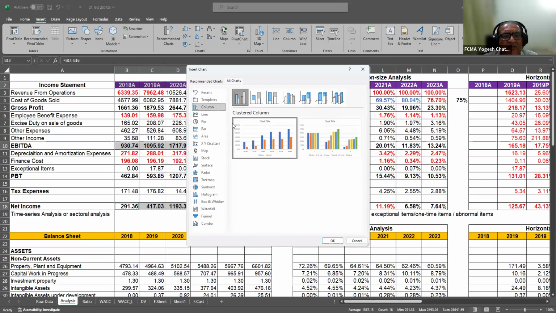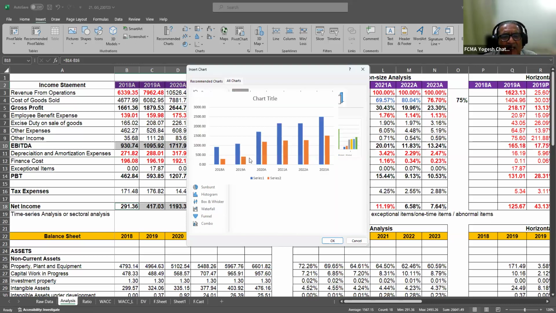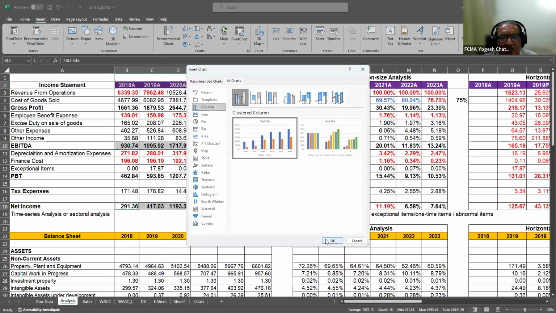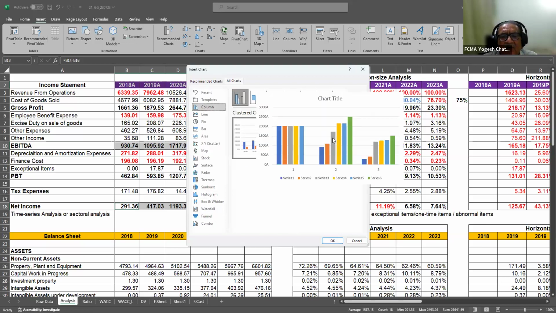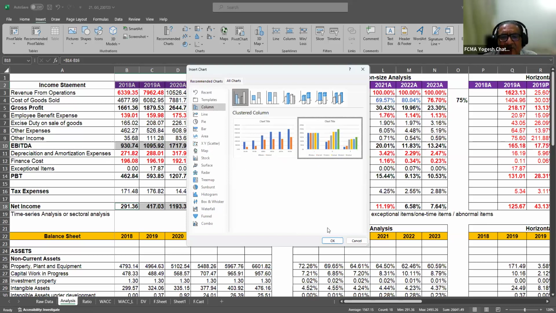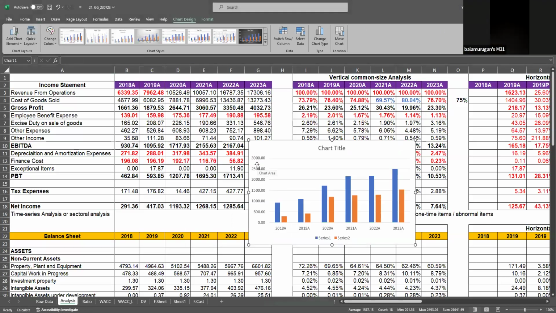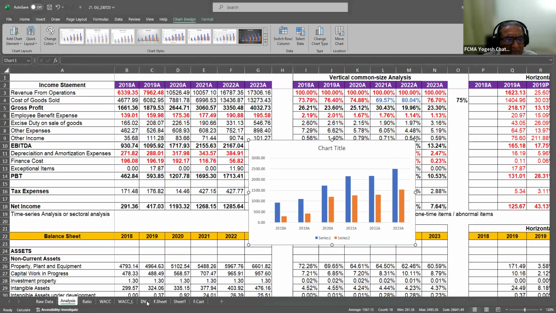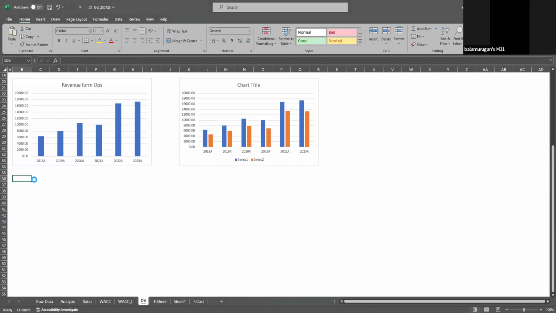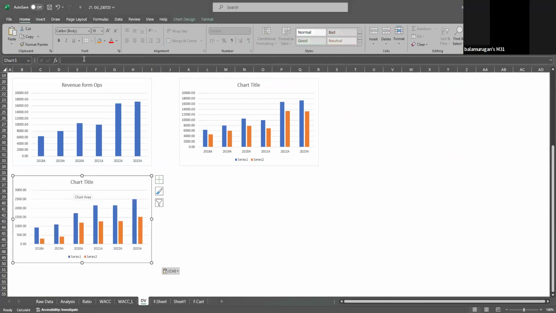Supposing I am going for this column chart, so that will provide me the information. So I am going for this column chart, and I will just take it here. So that is actually what I will take to the data visualization. And once we do it here, I can change the title of that.